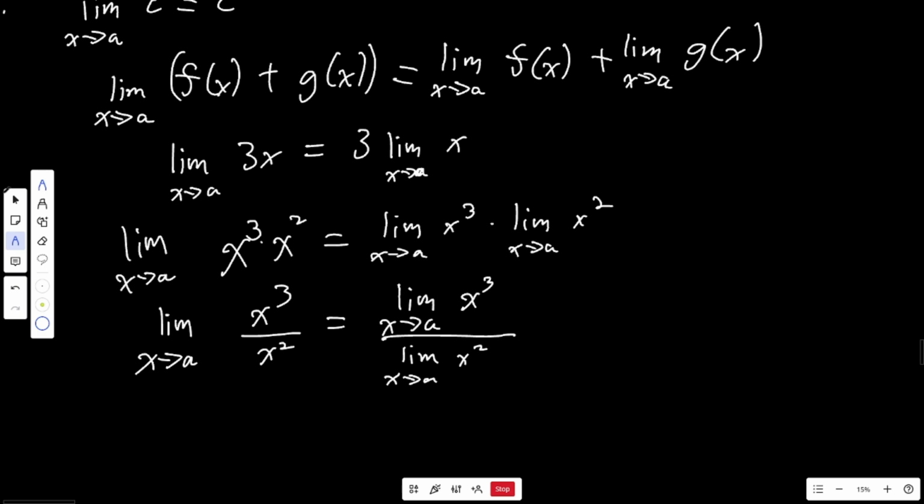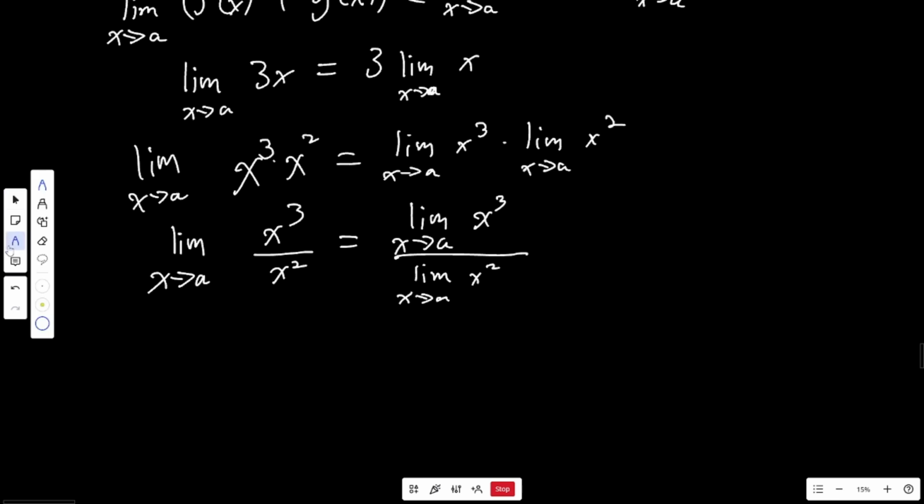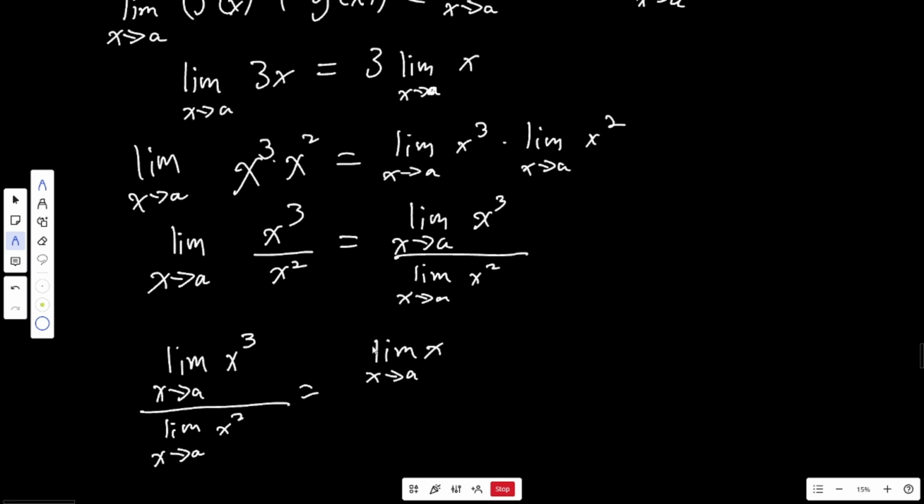Now, the next two rules, I think, are the last ones. We have the power of a limit, which is essentially just, for example, the limit of x cubed as x approaches a over the limit of x squared as x approaches a. This can also be written as the limit of x as x approaches a, cubed, over the limit of x as x approaches a, squared. And the same thing goes for the roots.